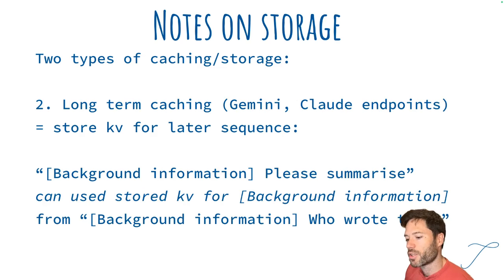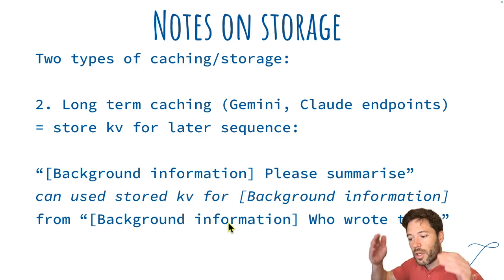But the other type of caching, which is important for this video, is long-term caching. This is where you're caching not just for the same sequence you're generating, but also for later sequences. And where this makes sense is, let's say you have a prompt with a lot of background information. It could be a novel, and you have a question or a command saying, please summarize. You can use the cache for that background information for a future prompt where you have the same background information, but a new question that says, who wrote this? And you'll be able to share the KV values for all of this background information to save all of that computation.